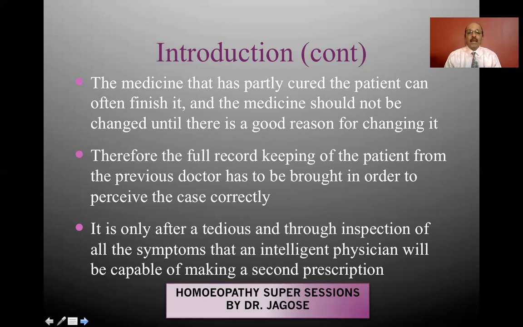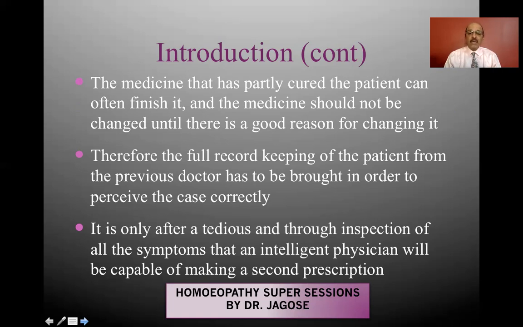It's quite possible that the physician was in a hurry. The first prescription or the first remedy that he had given only partially cured the patient. The physician did not give enough time for the medicine to complete its action, and he was in a hurry, so he changed the prescription. Therefore, the full record keeping of the patient from the previous doctor has to be brought in order to perceive the case correctly. So, if the second doctor wants to make a good second prescription, the full record from the first doctor has to be made available to the second doctor.